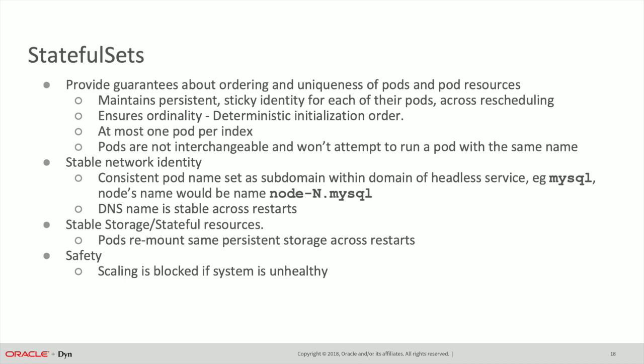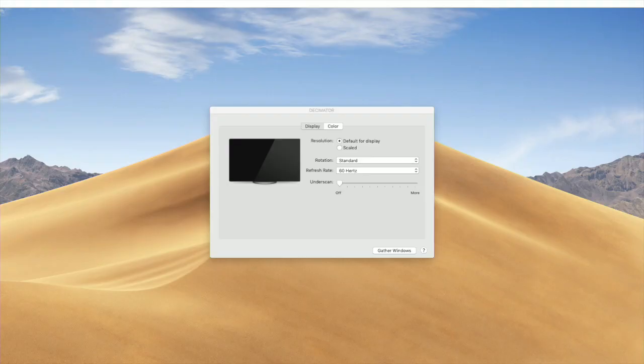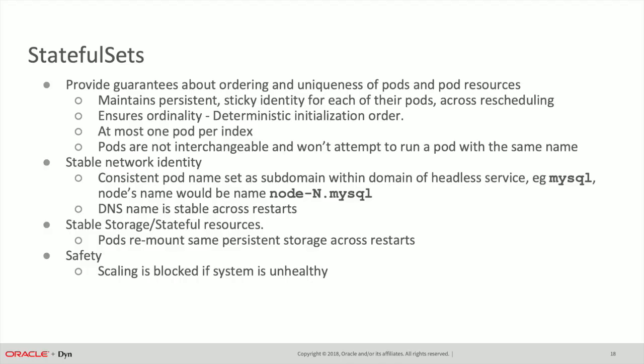Stable network identity across restarts. This is another really important thing. When you use a stateful set, you have your cluster, which is called MySQL in this example, and you create what's called a headless service in Kubernetes. Think of this as the domain name, and then that's the host name. So each one that comes up is node-ordinal.domain. DNS is stable across restarts.